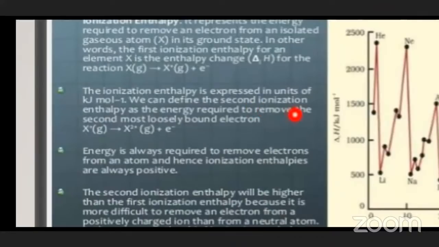So we can define the second ionization enthalpy. This is called first ionization enthalpy. Why are we calling it first ionization enthalpy? From the neutral gaseous atom, if we have removed.